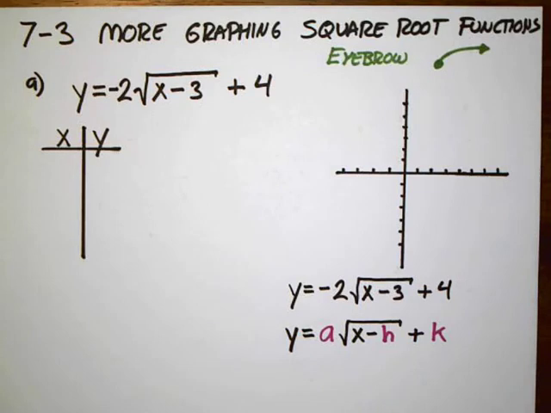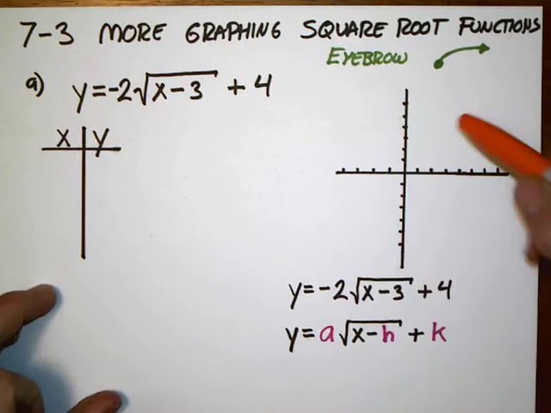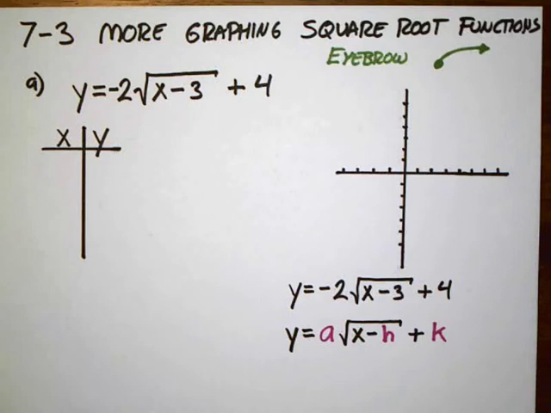Okay, we're graphing some more square root functions. So with that said, remember square root functions look like eyebrows. They start with the vertex and then they look like a quadratic that fell over and got chopped in half.